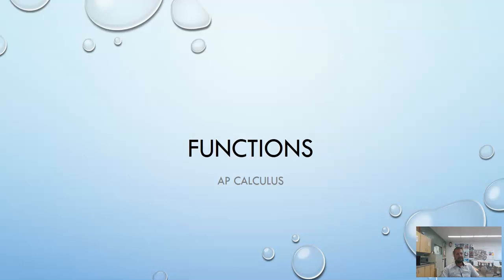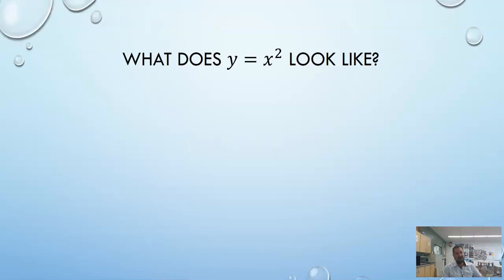And so the first thing that we are going to talk about is what certain functions look like. On the AP exam, they expect you to know what certain functions' behaviors are, what they appear to look like. And there's not a ton of them. There's basically 6 of them that we're going to look at. And the first of those is y equals x squared.